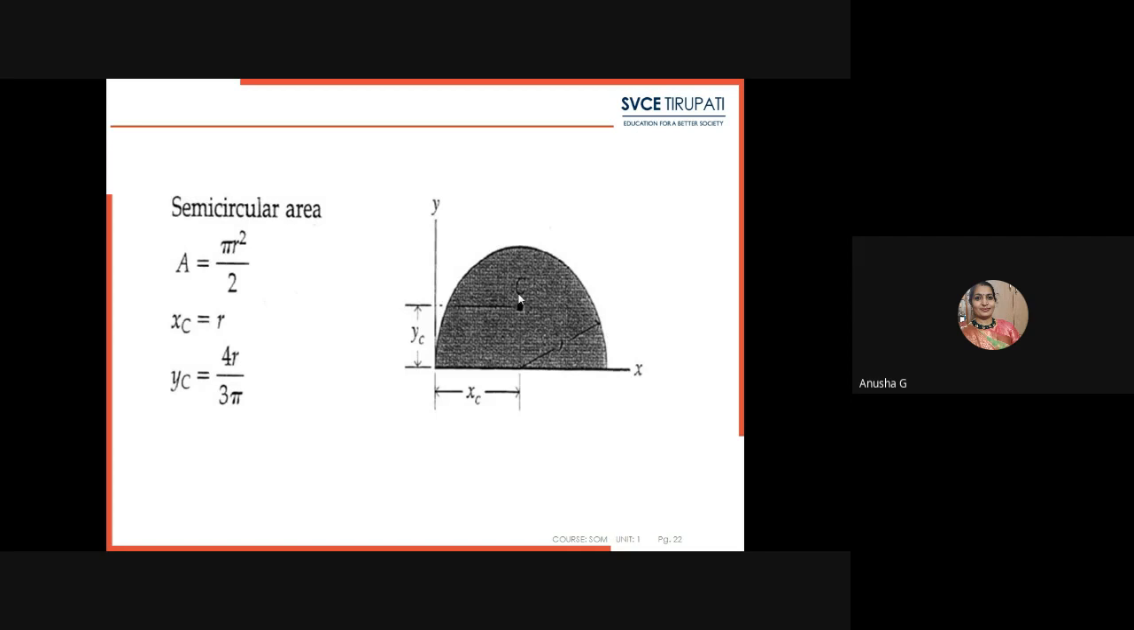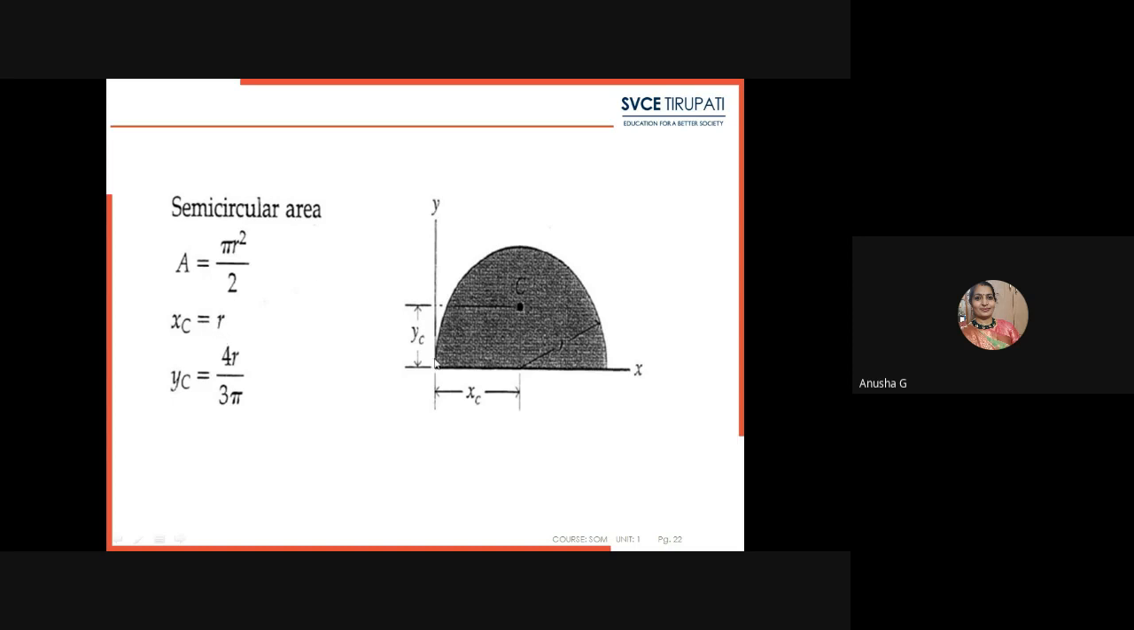Next we will go for the semicircular area. The area of the semicircle will be pi r square by 2. And then XC, the centroid coordinate on the x-axis, will be the radius of the circle, that means small r. The centroid of the semicircle in the x-axis equals the radius of the circle, r.